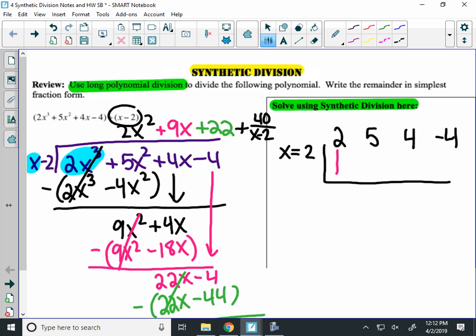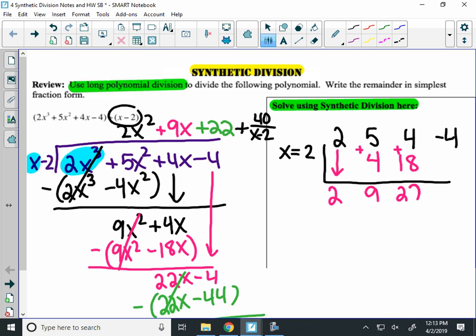Start the first time by just bringing down the 2 and putting it underneath. Now what you're going to do with that 2 is multiply 2 times the 2 out in front, which is 4. It goes in the space. And there's a 5. What you're going to do is add those together. 5 plus 4 is 9. Multiply again. 9 times 2, 18. Add them together and you get.